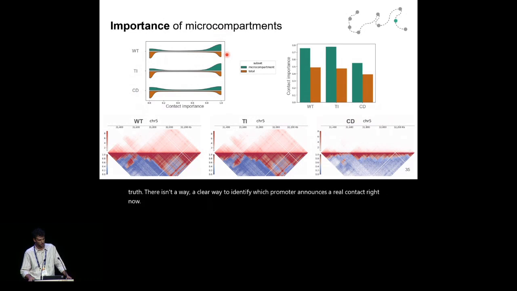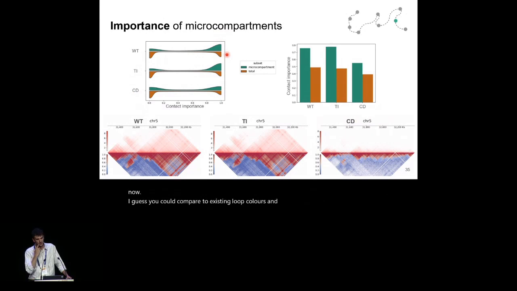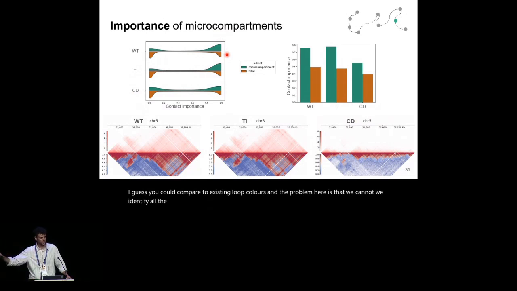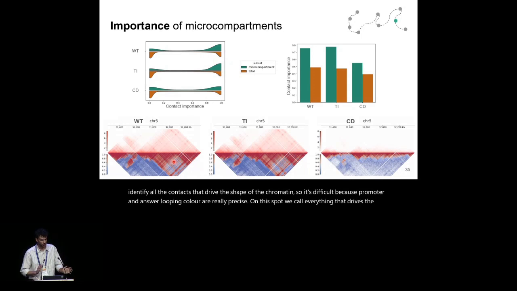Well, I guess you could compare to existing loop callers and... Yeah, the problem here is that we cannot identify all the contacts that drive the shape of the chromatin. So it's difficult, because promoter-enhancer looping callers are really precise on this spot. We call everything that drives the structure. So I don't know. Thanks.